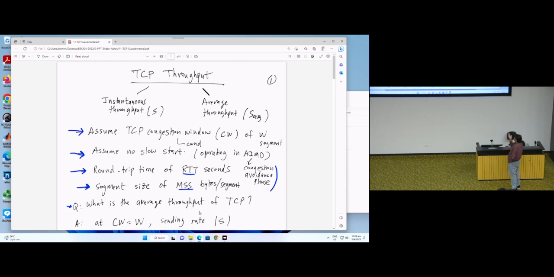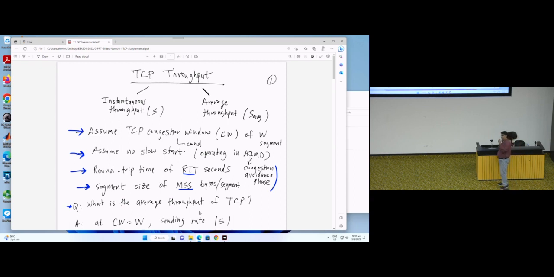All right, so we're going to assume a congestion window of W segments. For this analysis of throughput, I'm going to assume no slow start. The reason is TCP spends most of its time in AIMD. Yes, there are many slow starts, but if you look at these traces, there are very few instances comparatively, relative to the AIMD phase. So we're going to assume no slow start, a round trip time of RTT, and a segment size of MSS bytes per segment. We asked, what is the average throughput of TCP?